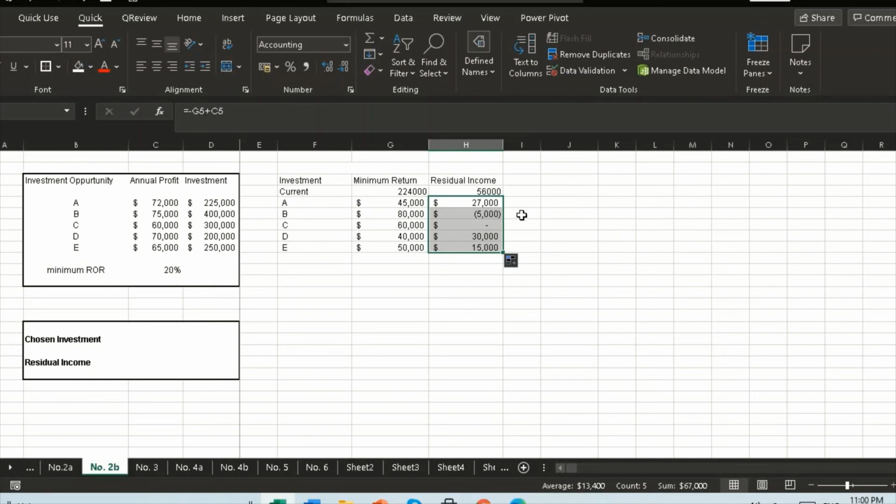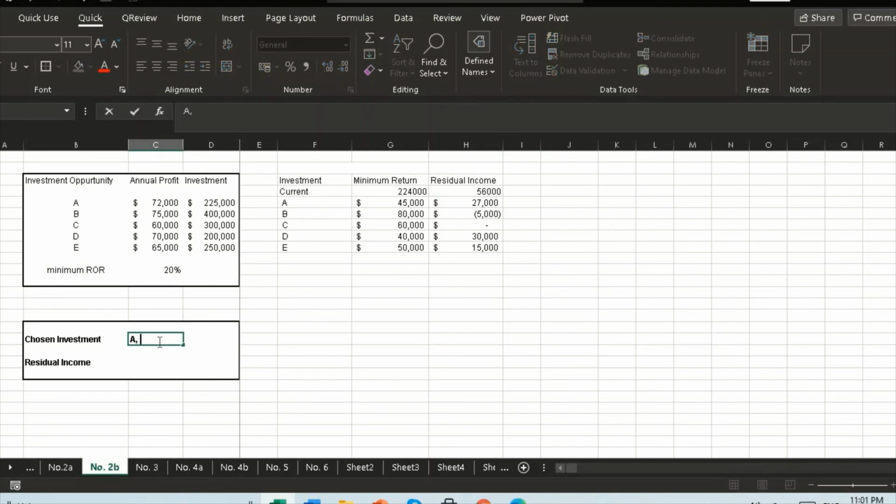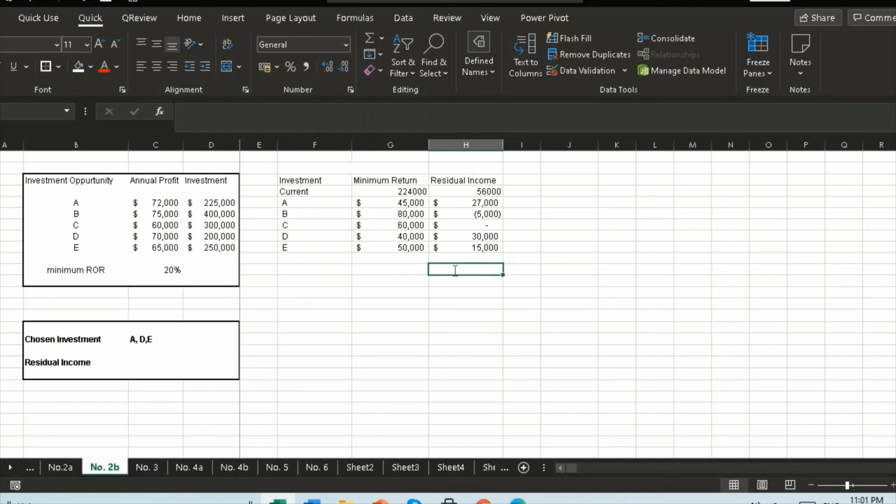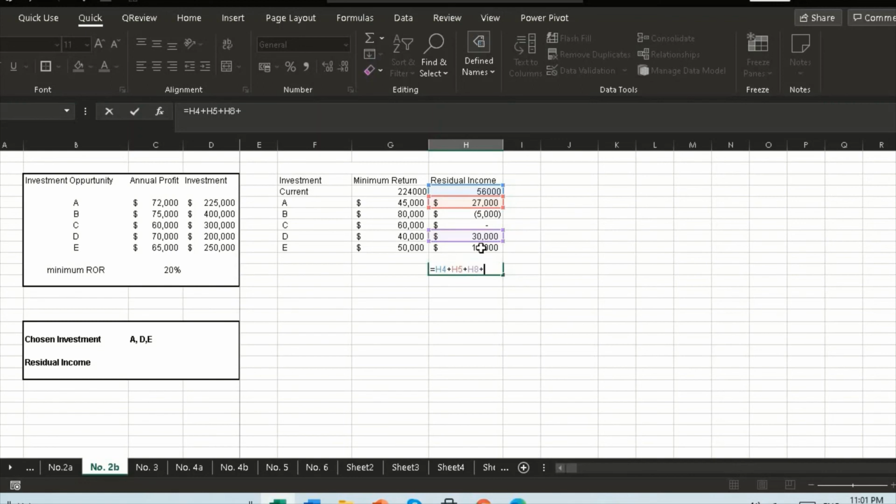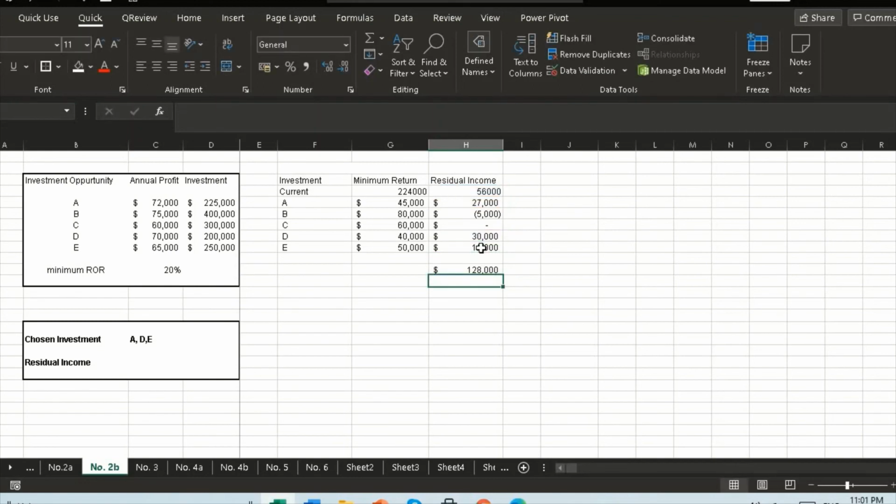All the investments with less than 0 residual income or equal to 0 will be rejected. In this case, the only investment opportunities which we will choose are investments A, D, and E. Once we approve investments A, D, and E, we will have a residual income totaling 128,000.